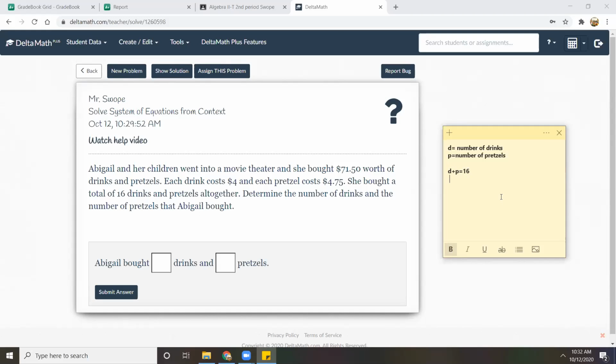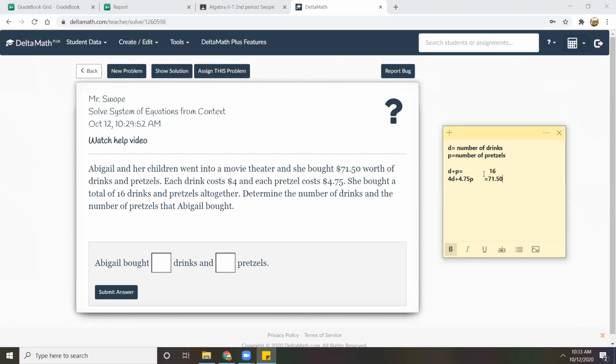But for the one that equals 71.50, don't forget to put your prices. Fortunately, this one's going to look a little bit messy. So we're definitely going to want a calculator. Since it's this money equation, make sure you include the prices of the individual items, if that makes sense. So close on that one, but common mistake.